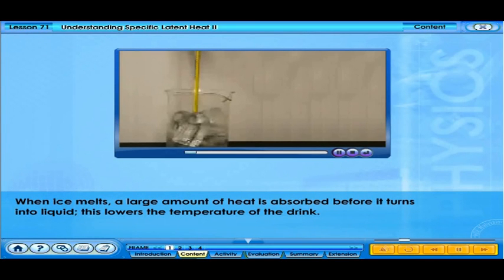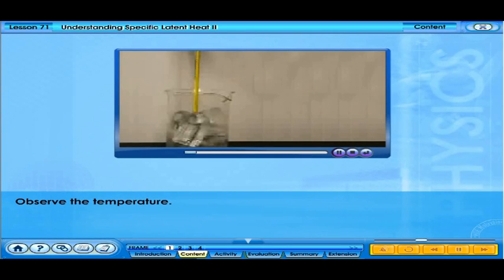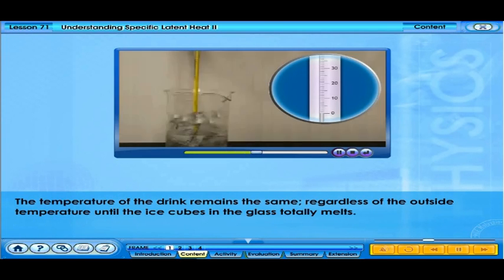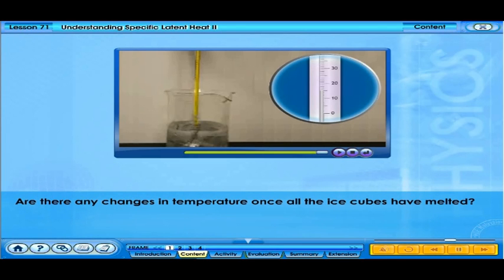When ice melts, a large amount of heat is absorbed before it turns into liquid. This lowers the temperature of the drink. Observe the temperature. The temperature of the drink remains the same, regardless of the outside temperature, until the ice cubes in the glass totally melt. Are there any changes in temperature once all the ice cubes have melted?